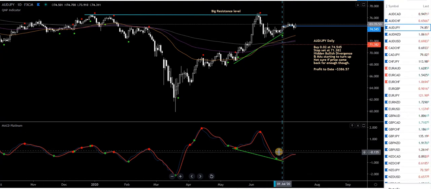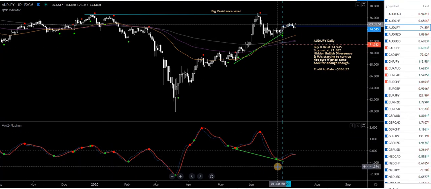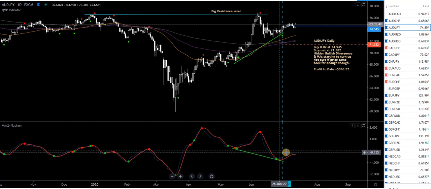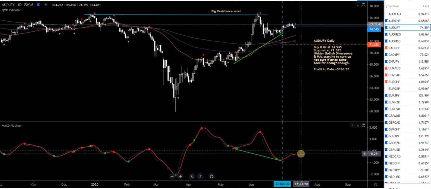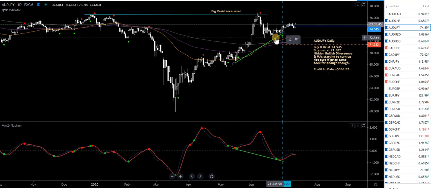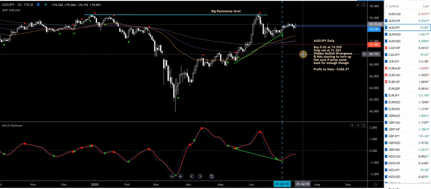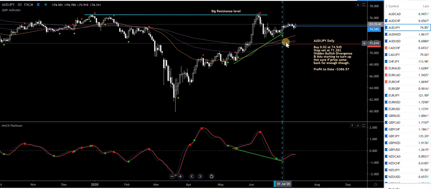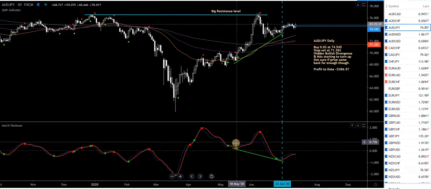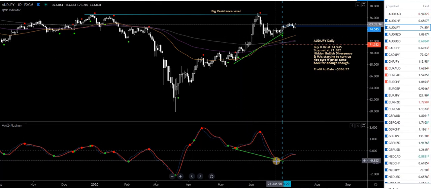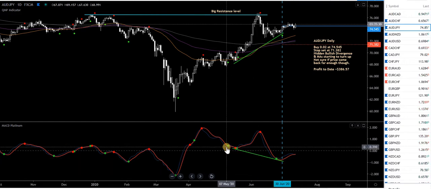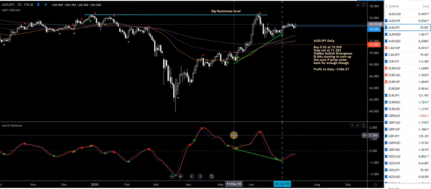I took the trade. The MACD Platinum, one of the rules, is below the zero line, zero level, that's that dotted grey line there. We have confirmed hidden bullish divergence, so higher lows on price and lower lows on the oscillator, or the MACD Platinum. All the MACD Platinum is a zero lag MACD. It's just a little bit different.